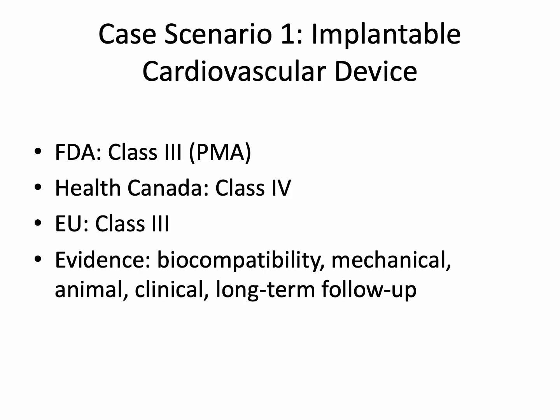A drug-eluting cardiovascular stent is high-risk across all jurisdictions. FDA Class 3 requires PMA with comprehensive clinical trials, Health Canada Class 4 requires extensive clinical evidence, EU Class 3 requires notified body assessment and clinical evaluation. Evidence must include biocompatibility testing, drug release kinetics, mechanical testing, animal studies, randomized clinical trials versus standard of care, and long-term follow-up data. This scenario illustrates the need for integrated preclinical and clinical strategies to meet multi-jurisdictional regulatory requirements efficiently.